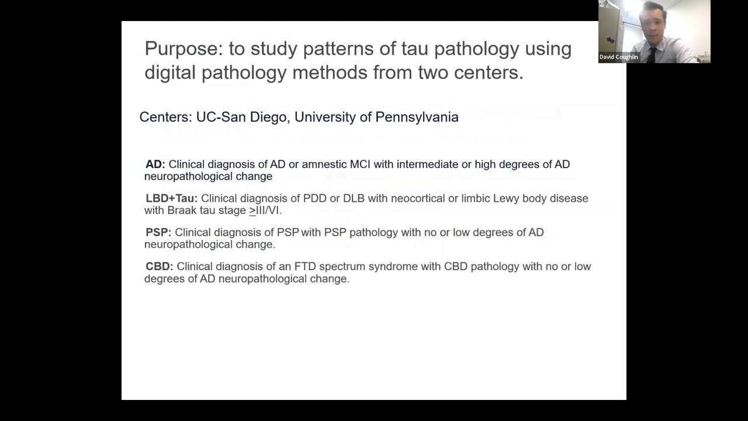and we collected cases who had classical amnestic Alzheimer's disease, who had intermediate or high degrees of AD neuropathologic change at autopsy. We also collected some Lewy body disease cases who had PDD or DLB, who also had concomitant intermediate or high degrees of Braak tau pathology at autopsy. We also collected PSP and CBD cases. And in those four R tauopathies, we did intentionally try to take cases who had very, very low levels of AD neuropathologic change. So the relatively pure four R tauopathy cases of PSP, progressive supranuclear palsy, and CBD, corticobasal degeneration.